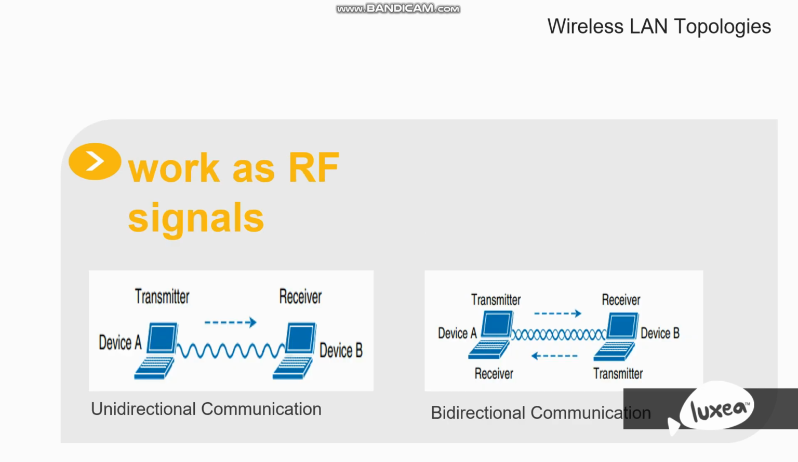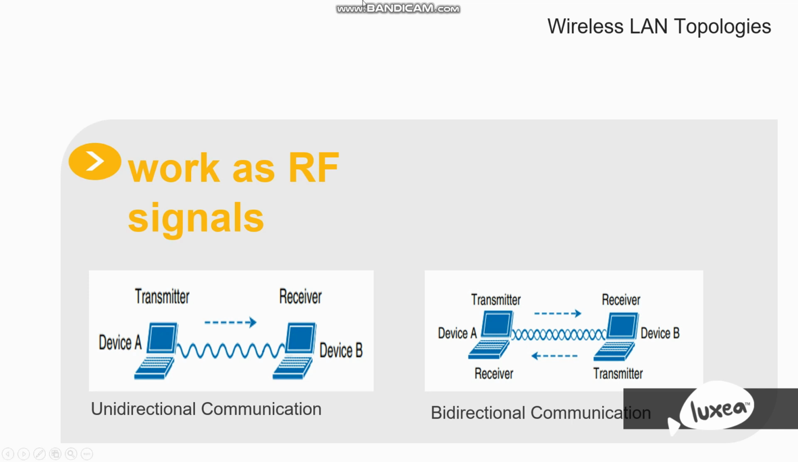Okay, so wireless LAN topologies. Wireless communication does not require any space. It works as RF signals, which is radio frequency. In the left picture, we can see unidirectional communication. Let's think the transmitter wants to communicate with the receiver. It should use the same frequency and the same channel to send the data.